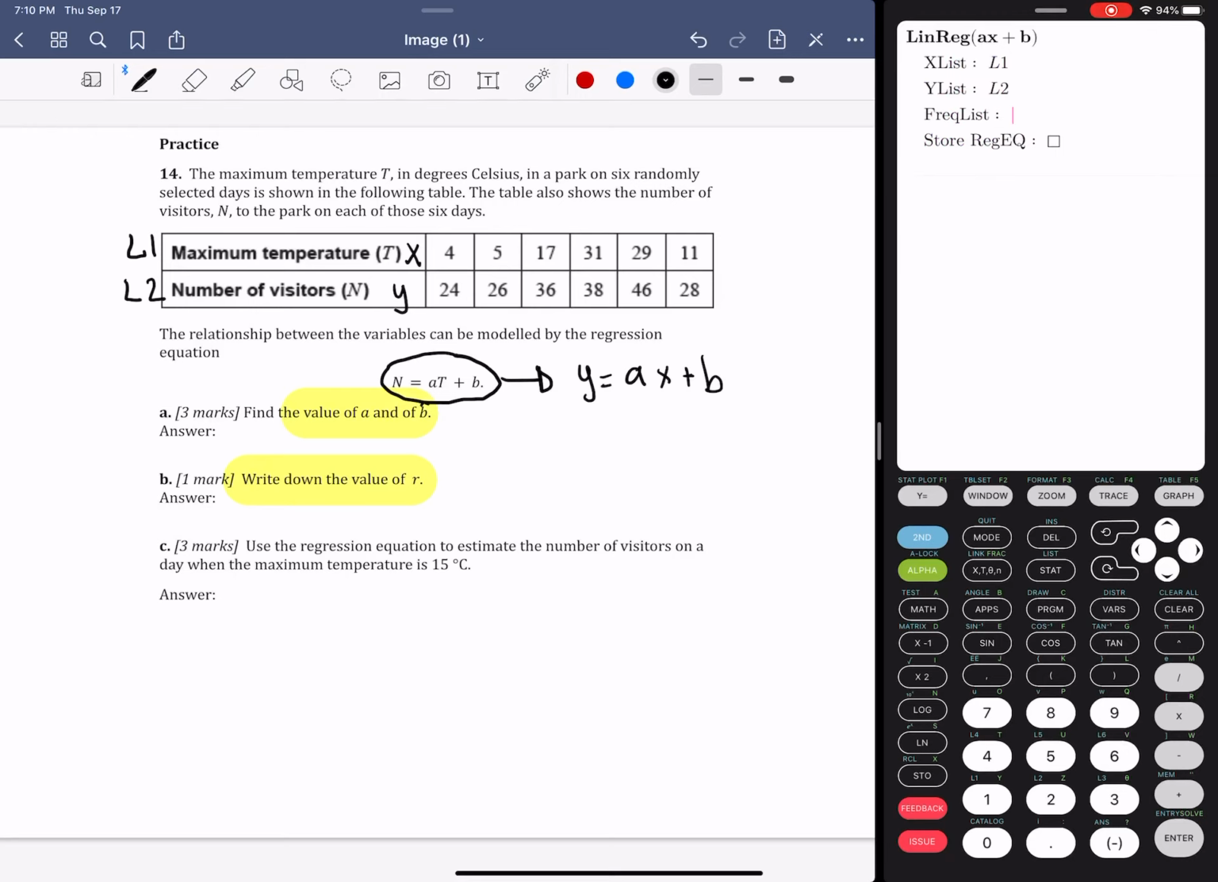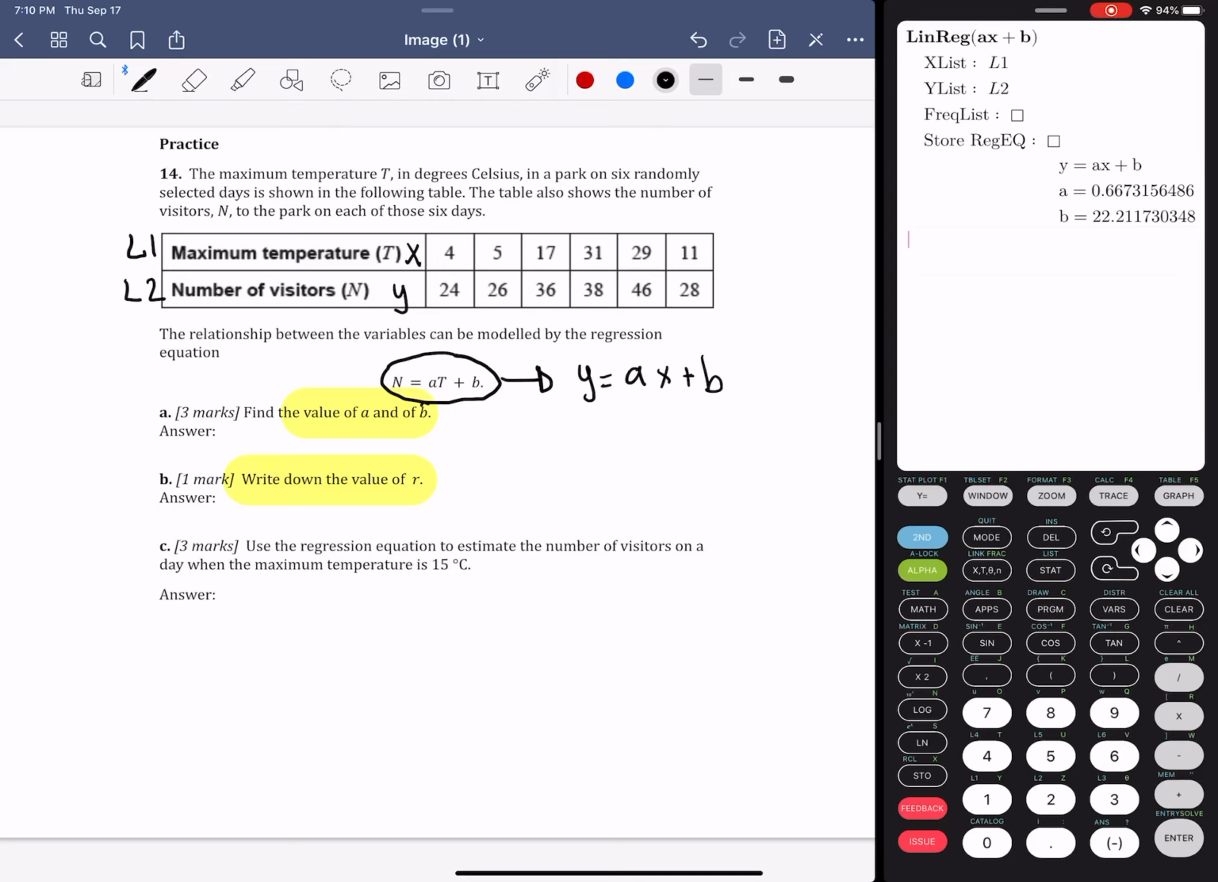When you do that, you're going to see something called X list and Y list. Your calculator is telling you that your L1 is your X, which is correct. They assume that you put your X values in L1, and then they tell you your Y list is L2. They assume that you put your Y values in L2, and that is correct. Once you get to this page, all you have to do is press enter. And ta-da, you get your A value and B value.